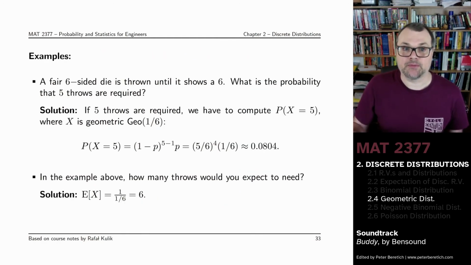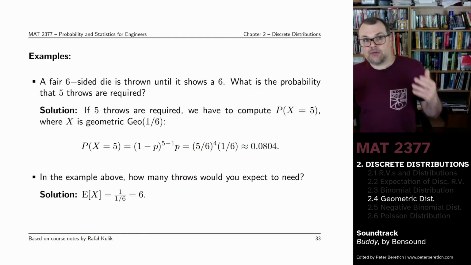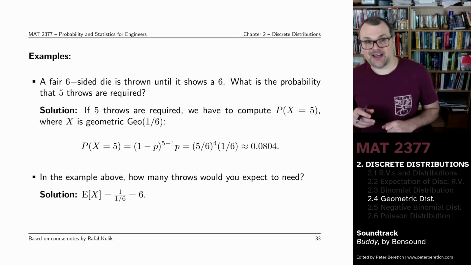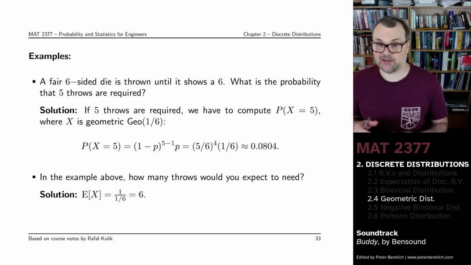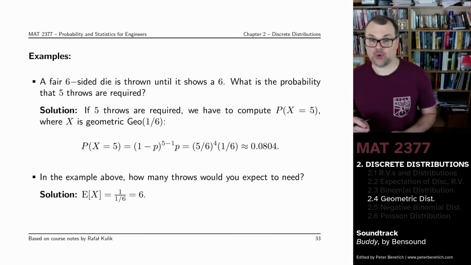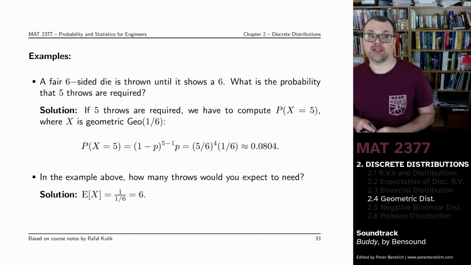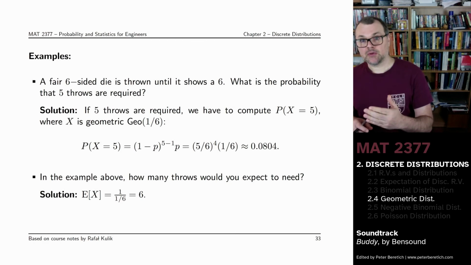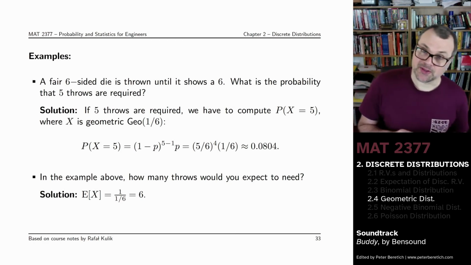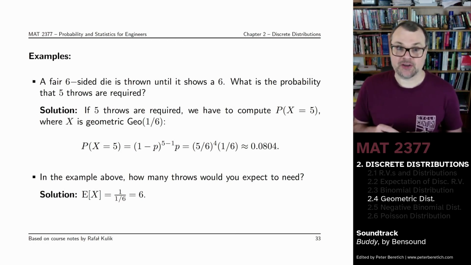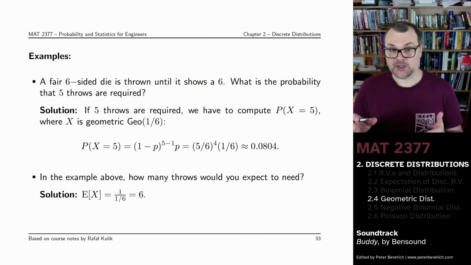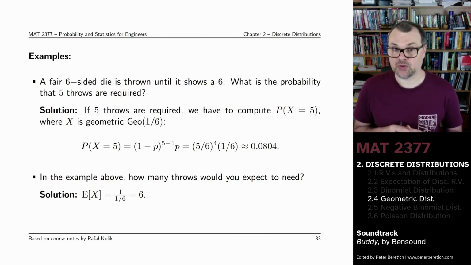As an example, let's say you throw a fair 6-sided die until it shows a 6. So that's going to be the success, showing a 6. What's the probability that you need 5 throws? Well, you're trying to compute the probability that X equals 5. And here X follows a geometric distribution, Geo(1/6).